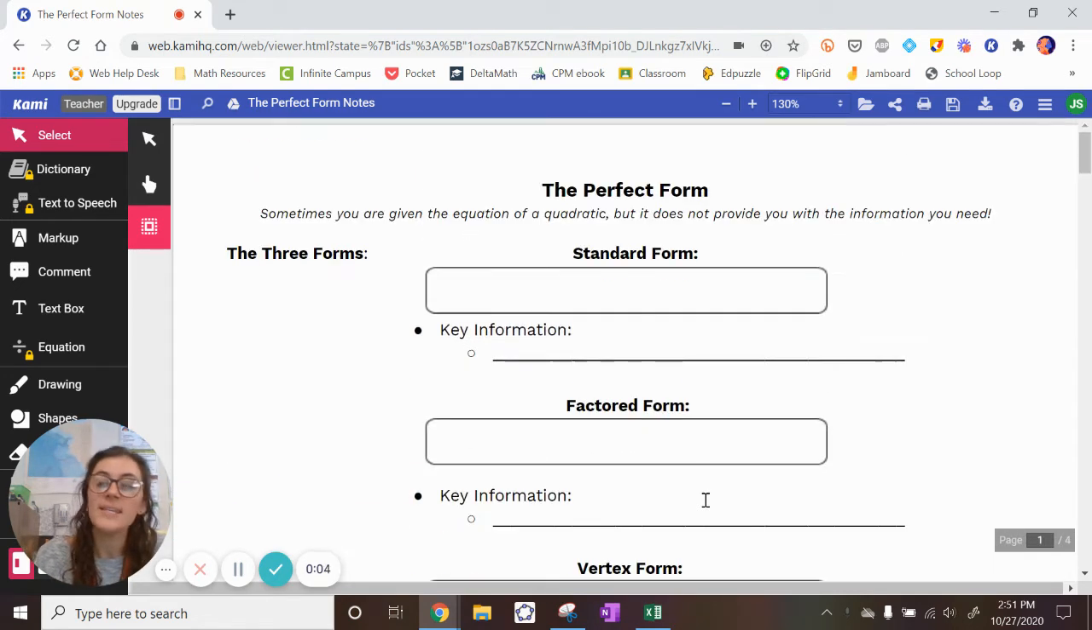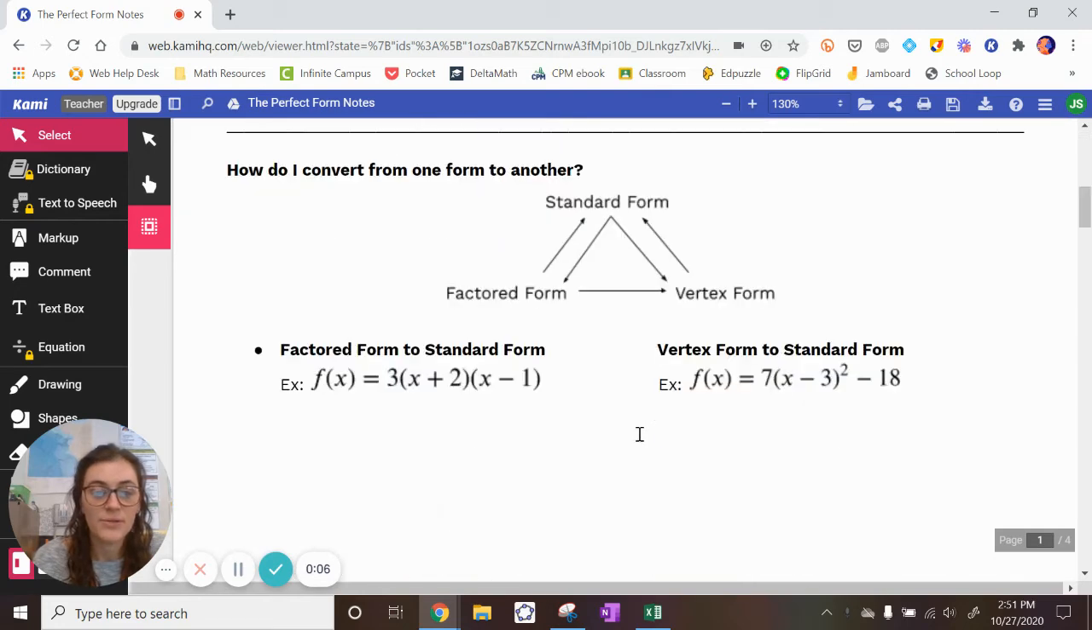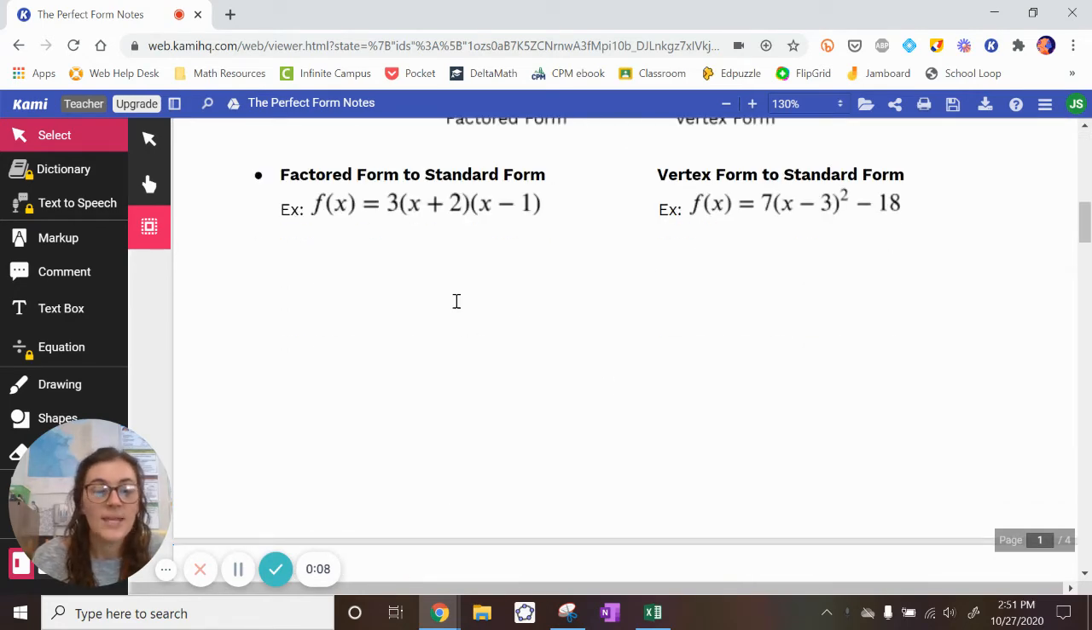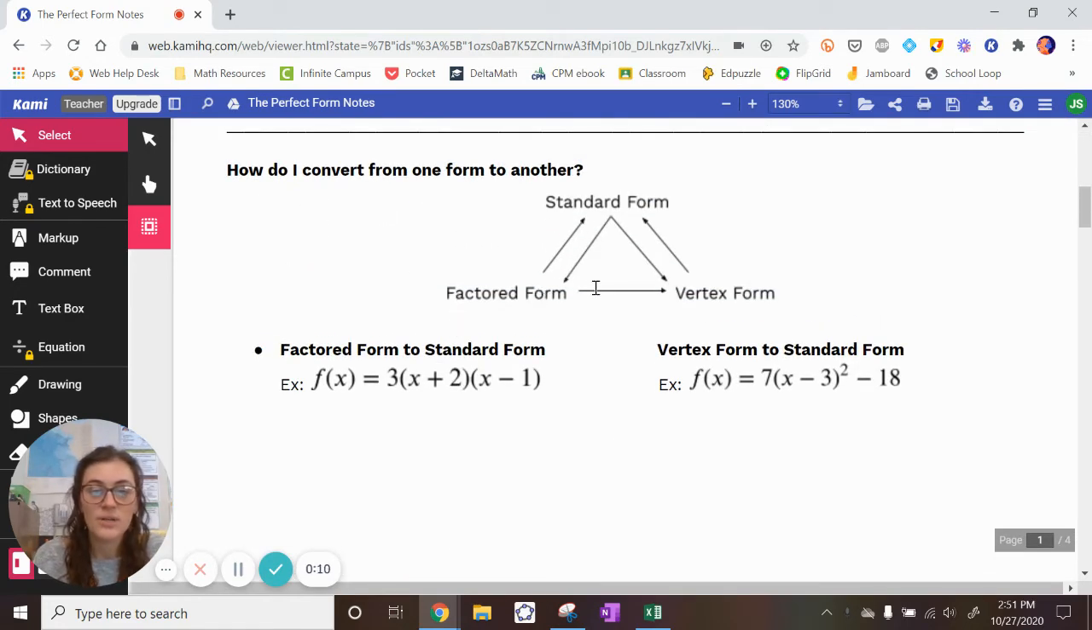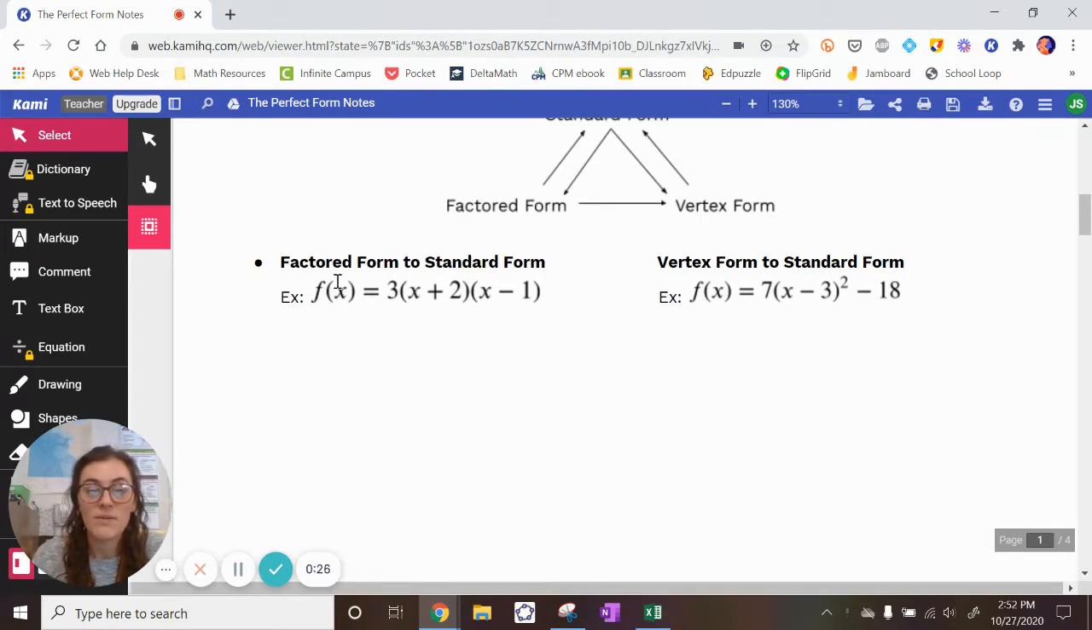So we started these notes in class and we got through page 1 and we're still working on how to convert from one form to the other because, as you've seen in some homeworks and in some class assignments, sometimes one form is much more useful than the other, but you're not always given your equation in that form. So we practiced with converting from factored to standard form and vertex form to standard form. That was a lot of review.